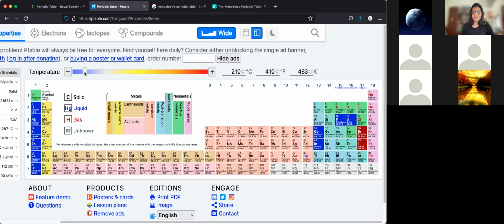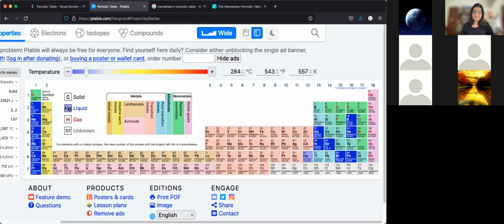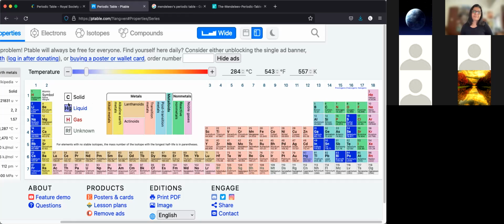I can change the temperature, then this also will change. So at 284 degrees Celsius, these are all solids. You can see the number of liquids has increased. Sodium, potassium, they all melt at around 284 Celsius. And these are all gases. You can see that phosphorus has turned into a gas. Bromine, iodine also have become gases. These we don't know yet. So it'll tell you, at that temperature, what property the element shows.